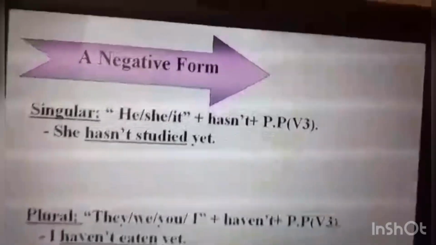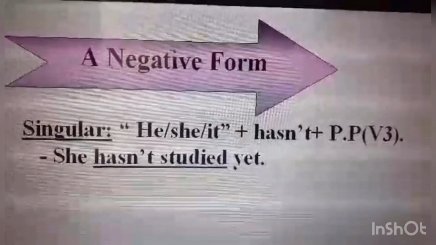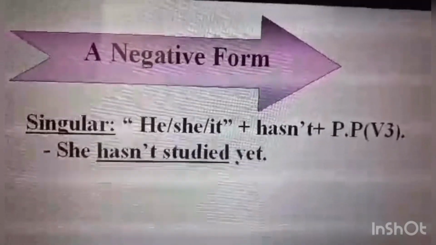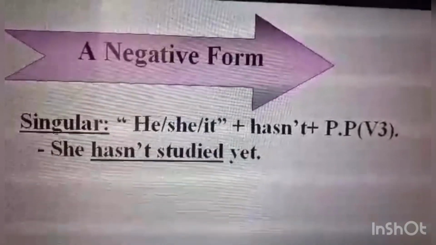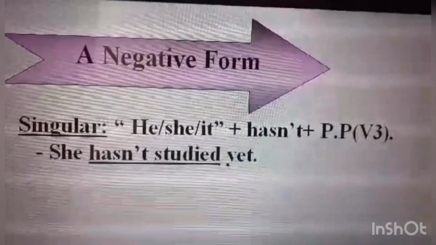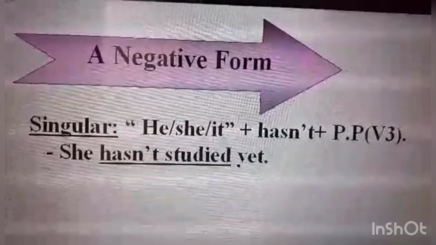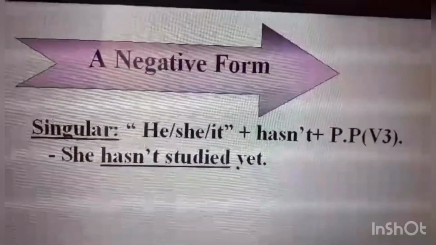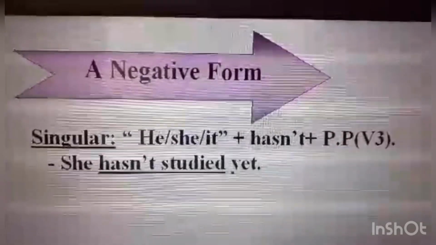For example, here we have, she hasn't studied yet. Here, because we have a singular pronoun, she, the negative form of has is hasn't. Hasn't, and studied here, this is the third form of the verb study. And yet here, this is the keyword of present perfect tense. And you should know this important information about yet.